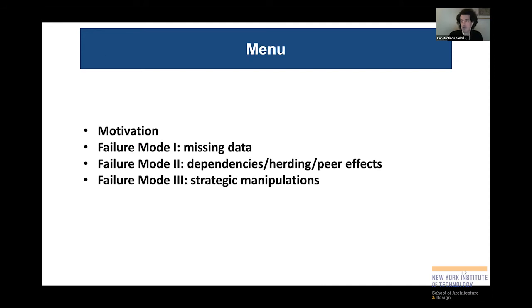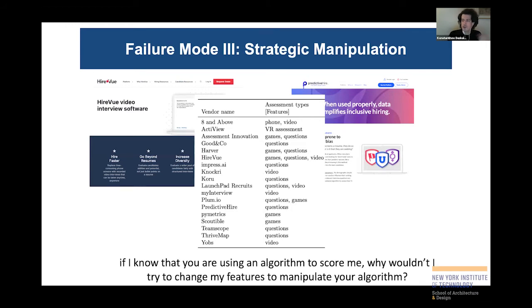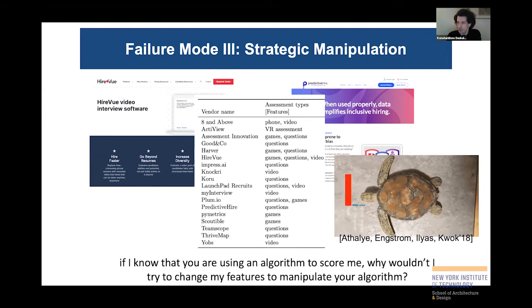So finally, and I will wrap up, there are strategic manipulations that are baked into your data. And back to my algorithmic hiring scenario, if I know that you're using an algorithm to score my CV, then why wouldn't I try to change my features to manipulate your algorithm and give me a good score? And this is precisely what was happening, if you think about it, in this little turtle example, where the MIT students knew that you're going to try to recognize this turtle using a particular machine learning algorithm. And what did they do? They painted the shell of the turtle in such a way that the machine learning algorithm recognizes it as a rifle. Okay, so if I know what you're going to do to score me, then I'm going to try to manipulate my features to mislead you in my favor.